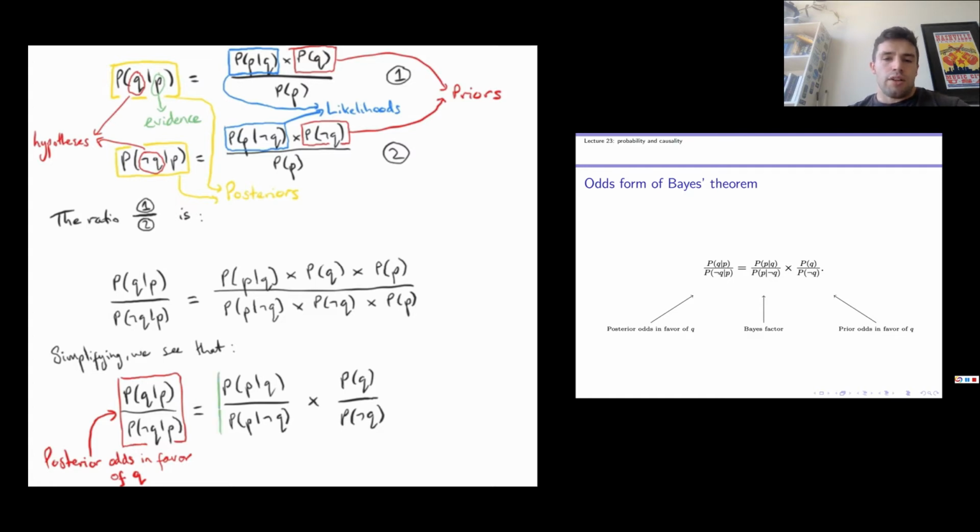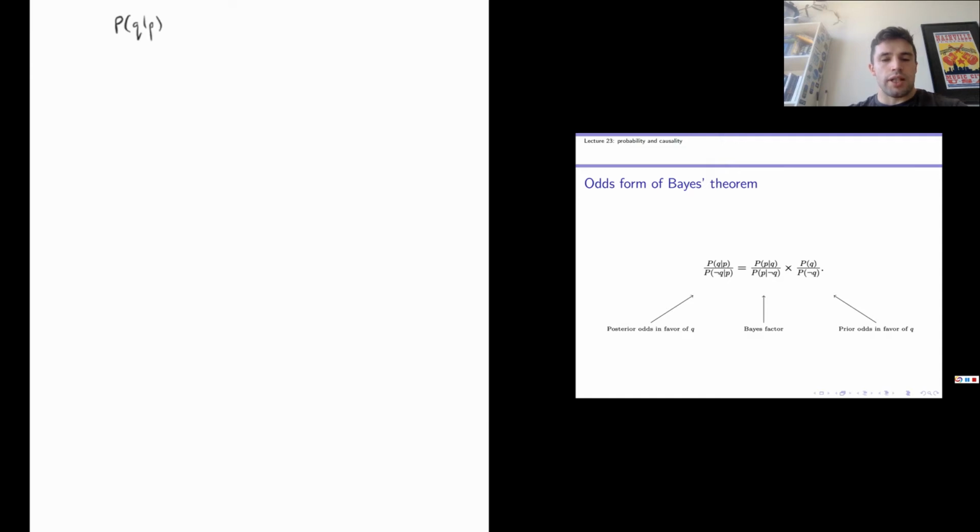This term, P of P given Q over P of P given not Q, is the ratio of the likelihoods. This we call the Bayes factor. And this term, the last one, P of Q over P of not Q, is the ratio of our priors, sometimes called the prior odds in favour of Q, and again it's in favour of Q because it's in favour of whatever is involved in the numerator or the top part of the ratio, and here that's Q. So we've got these three terms labelled. We've got the posterior odds on the left, we've got the Bayes factor, and we've got the prior odds on the right.